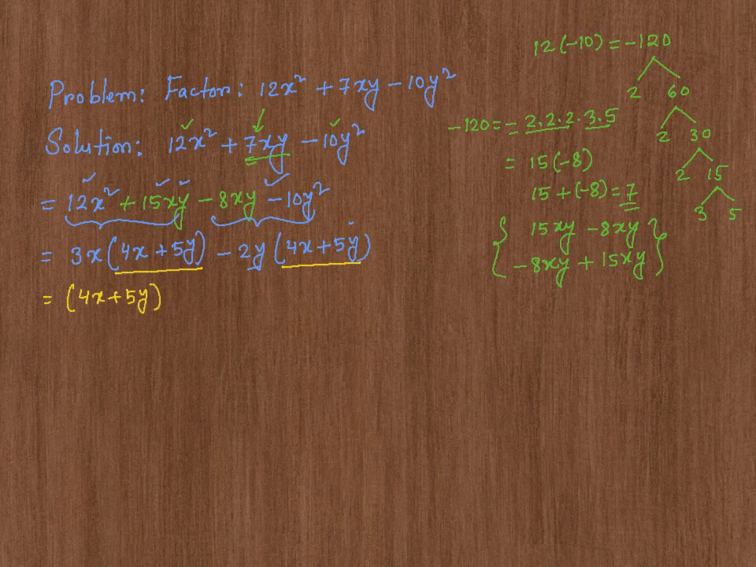If you did that, you're going to get 3x from the first term and negative 2y from the second term, and that's your factoring. So the given polynomial has the factorization as follows: 4x plus 5y times 3x minus 2y, and that's what it is.